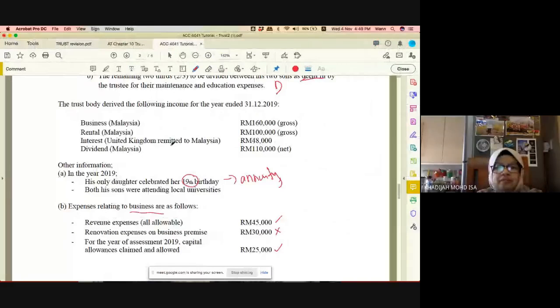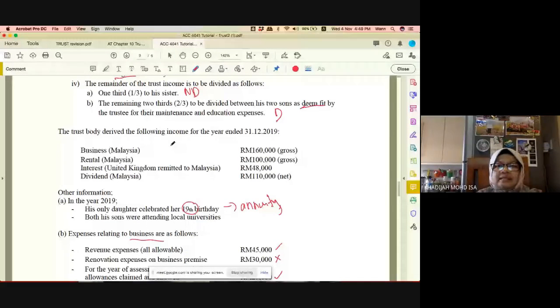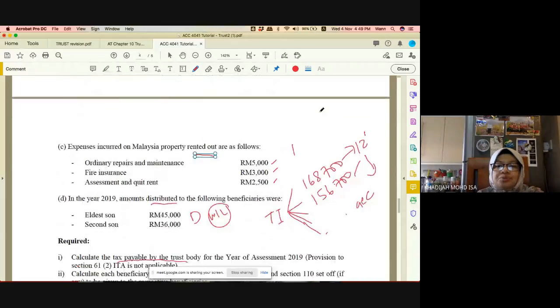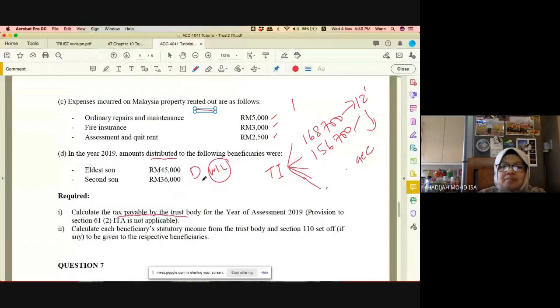Deemed fit. So in this case, the 2/3 is given to the sons as deemed fit by the trustee. But you do not know how much is decided by the trustee. But you know that the amount received by the sons is 81,000. So you can use that to determine the ratio for son 1 and son 2, or eldest son and second son.